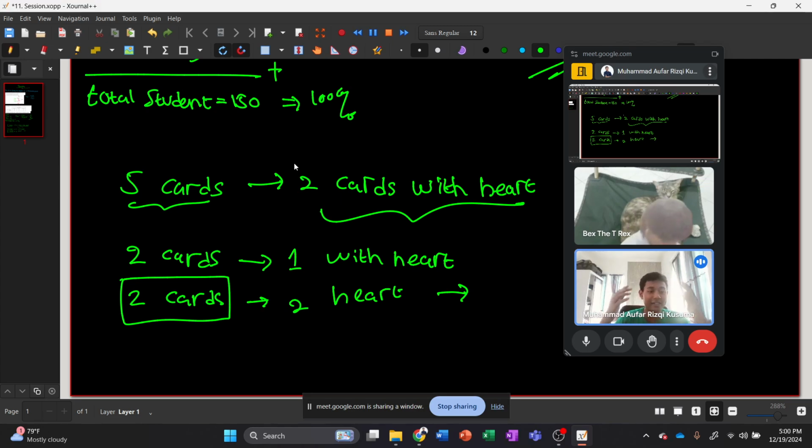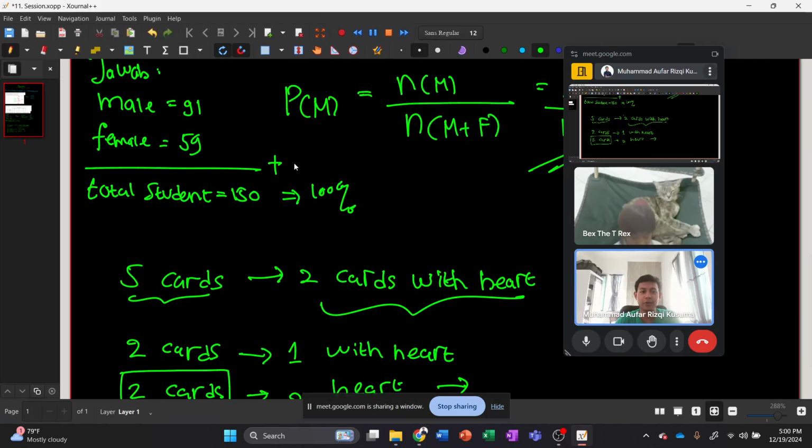So that's the intuition in how to do probability, okay? So you don't really have to remember the formula like this.